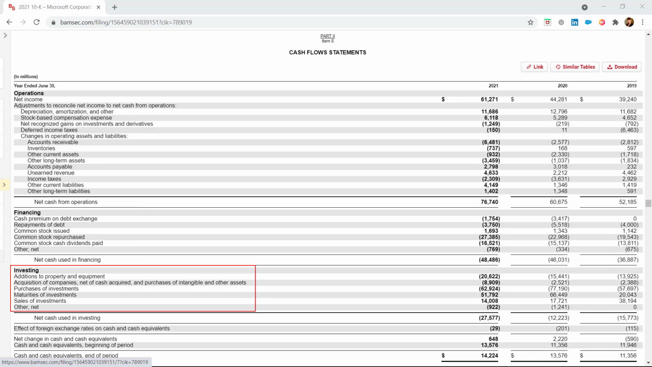Cash flow from investing activities includes the acquisition and disposal of non-current assets and other investments not included in cash equivalents. Investing cash flows typically include the cash flows associated with buying or selling property, plant, and equipment, other non-current assets, and other financial assets. Cash spent on purchasing PP&E, or property, plant, and equipment, is called capital expenditures or CapEx.